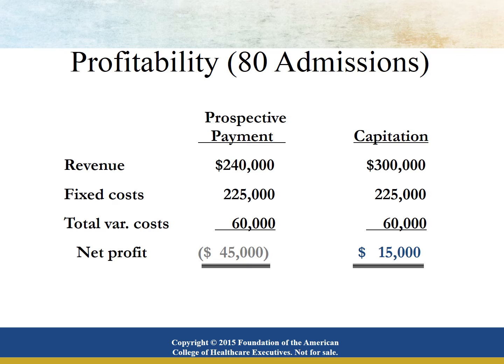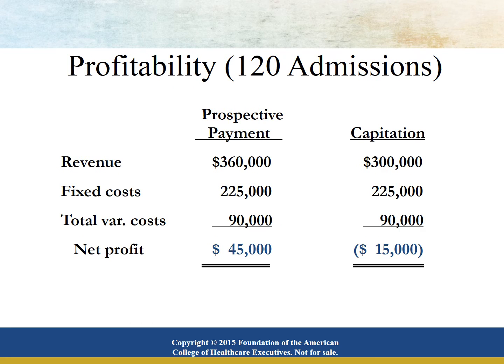Under capitation, that's where the difference is. We get our flat revenue stream of $300,000 to cover our fixed costs. Our variable costs are $60,000, which is 750 times 80, and we actually make a $15,000 profit. A $60,000 swing. Why? Because we have revenue that's not tied to utilization, it's tied to the number of lives.